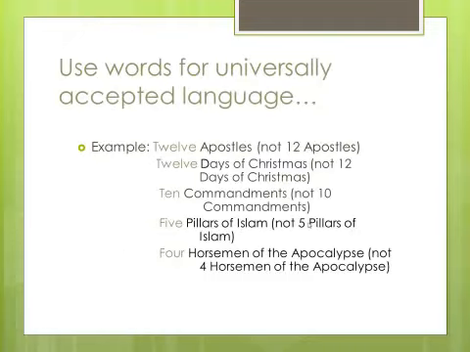Sometimes using words for a number is universally accepted language. Such examples include 12 apostles, 12 days of Christmas, 10 commandments, 5 pillars of Islam, 4 horsemen of the apocalypse. Seeing them in their numeral form actually makes them look not quite right.